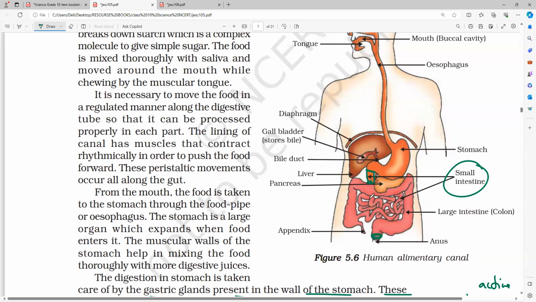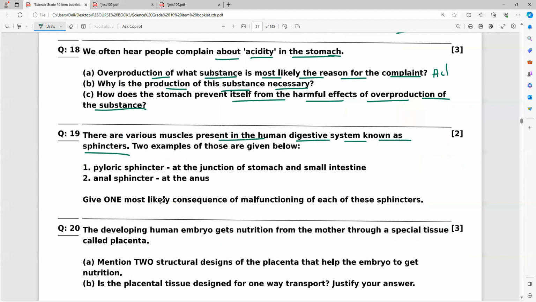In the same way, intestinal digestion also won't be in our control. So the pyloric sphincter is at the junction of the stomach and small intestine. Till now, you don't know the name. If you want, you can learn it. The next one is the anal sphincter at the anus.